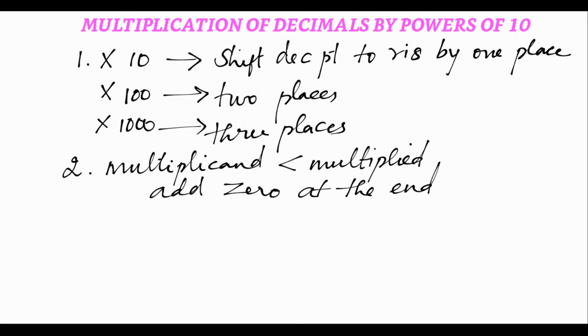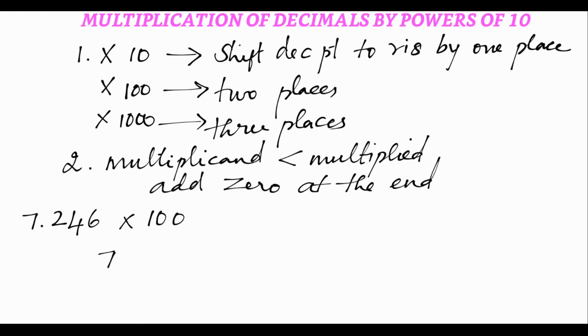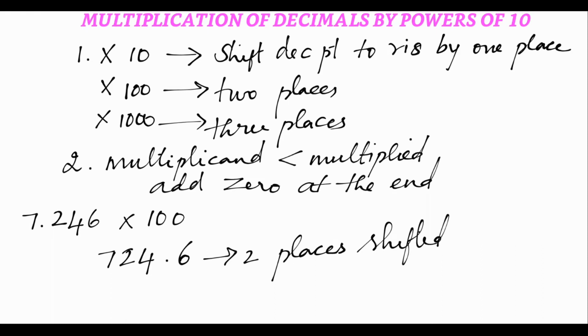Let's see an example. If it is 7.246 into 100, we have to shift the decimal point two places to the right, right? So our answer will be 724.6. Two places shifted to the right side.